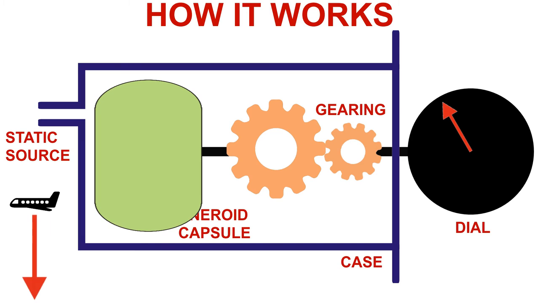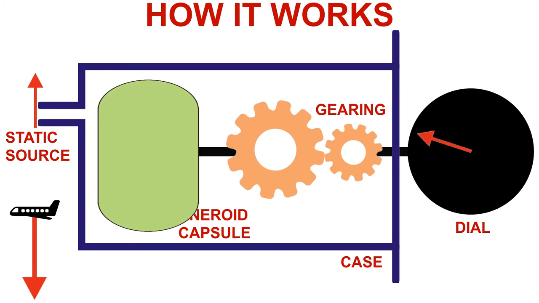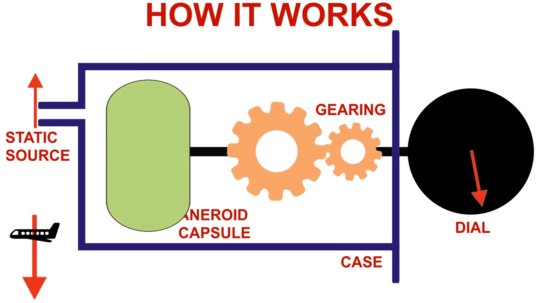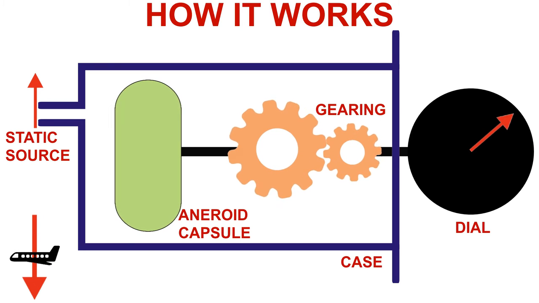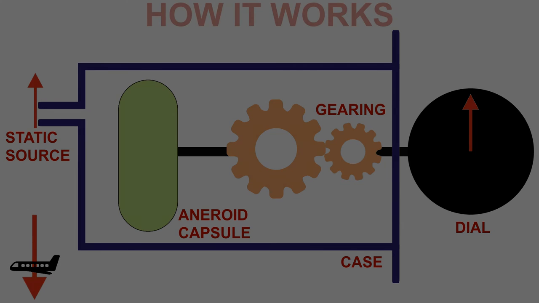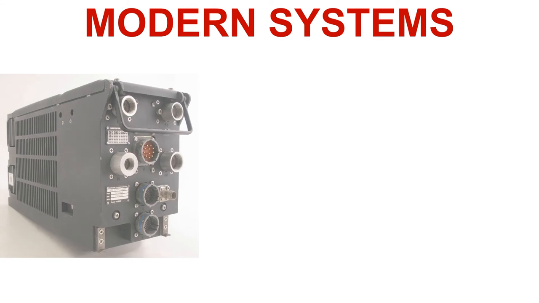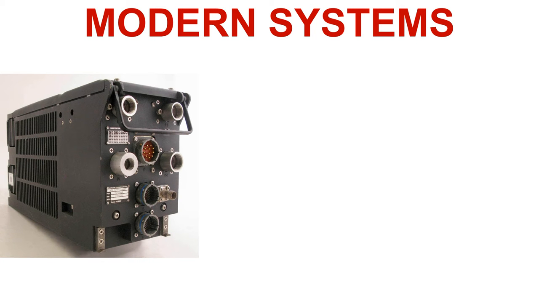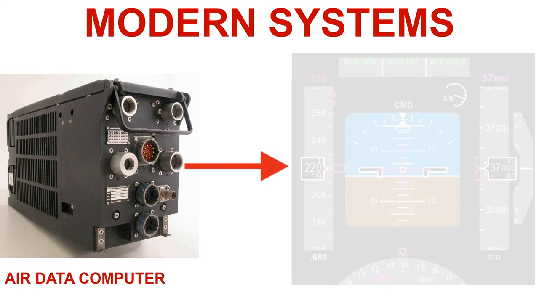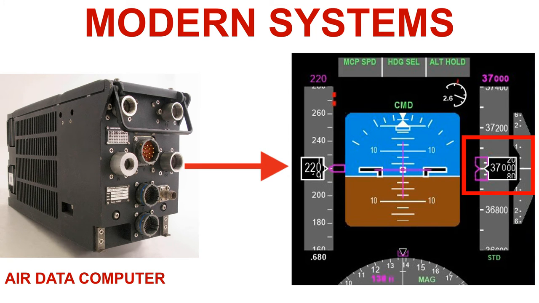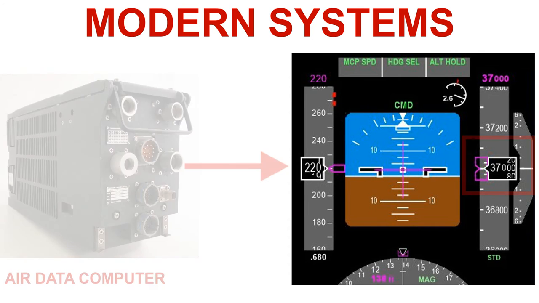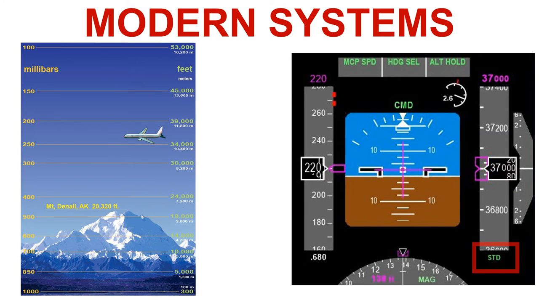Conversely, as the aircraft descends, the static pressure inside the case increases. The aneroid capsule will contract, and through the gearing, the pointer will show a descent to the new altitude. Modern airliners use computers that give electronic digital data, rather than aneroid capsules linked mechanically. These computers are called air data computers, and the computed information is then sent to digital displays. However, the principle is the same. The air data computer senses the change in pressure, and the datum still needs to be set in the pressure setting window.